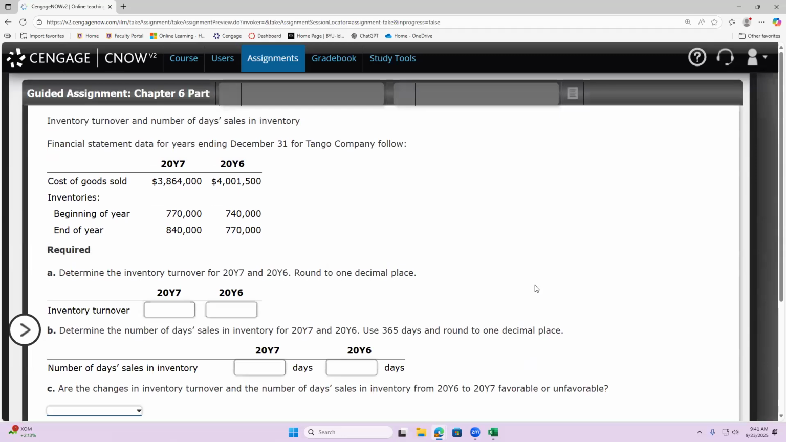All right, so here's inventory turnover, number of days sales in inventory, financial data for the Tango company. I wonder what they sell. Or it could be Tongo, depending on where it's at, right?